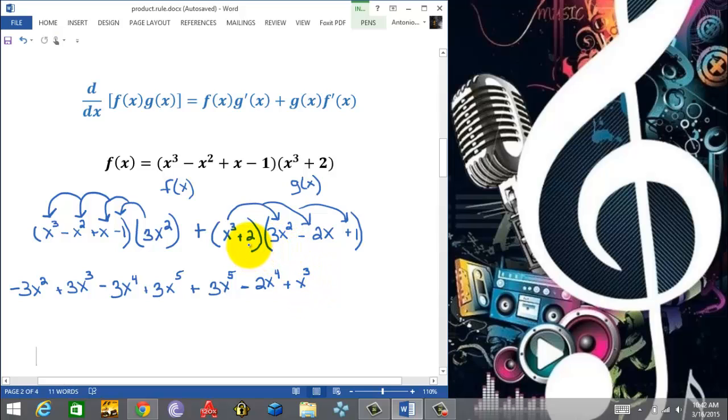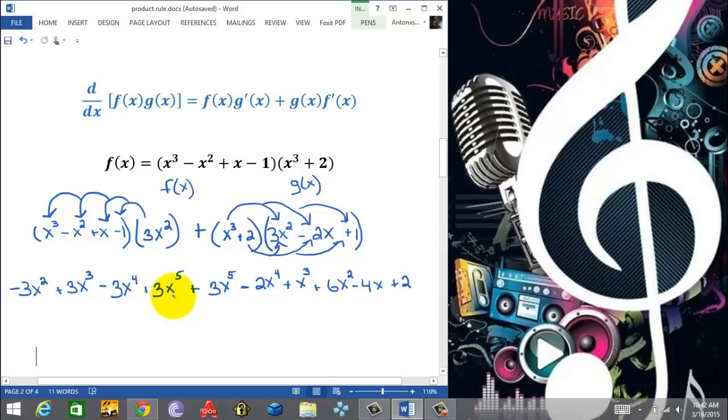I still have to distribute the 2. Now it's the 2's turn. 2 is going to go here. It's going to make plus 6x squared, minus 4x, and plus 2. Great. So now I'm one step closer to having a final answer.